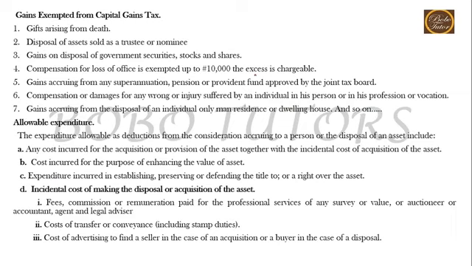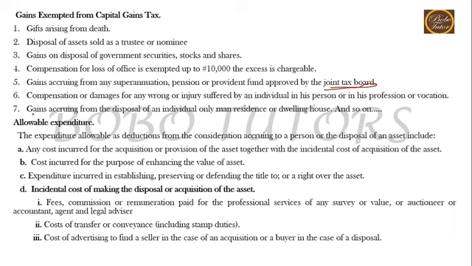Do you understand now? Gains accruing from any superannuation pension or provident fund approved by the Joint Tax Board. It must be approved by the Joint Tax Board. Compensation or damages for any wrong or injury suffered by an individual in his person or in his profession or vocation.